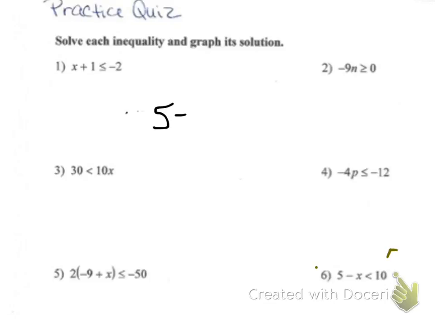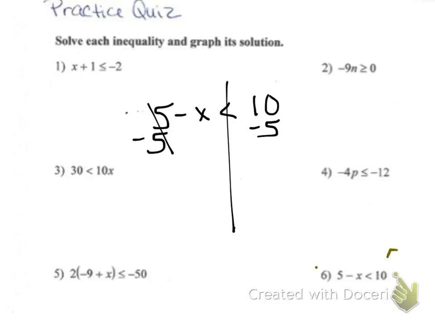5 minus x is less than 10. All right, so first I'm going to move the 5. That goes away. And 10 minus 5 is positive 5. Now, I need some red. I cannot do that. That is not okay. I need it to be positive.